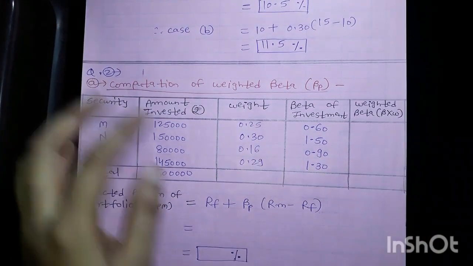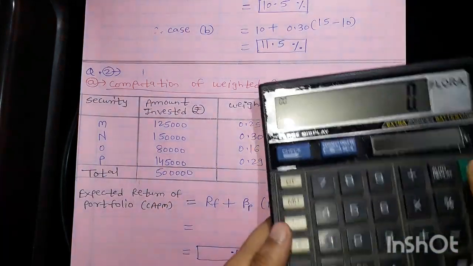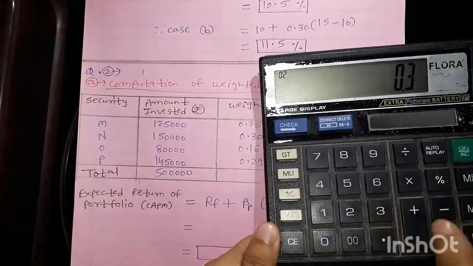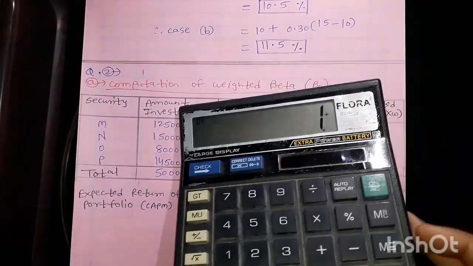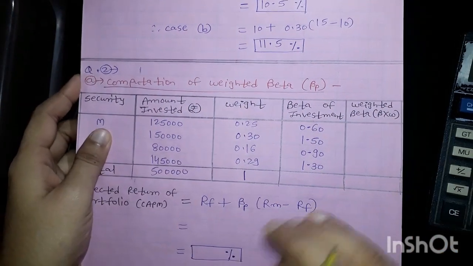हमेशा एक बात याद रखना है कि आप लोग को वेट का टोटल निकाल के देखना है, वो 1 आना चाहिए. अगर कुछ मिस्टेक किया रहेगा तो इधर समझ में आता है. सो 0.25 प्लस 0.3 प्लस 0.16 प्लस 0.29. सो वी आर गेटिंग 1. सो वी आर करेक्ट. ओके, आफ्टर दैट we want weighted beta.